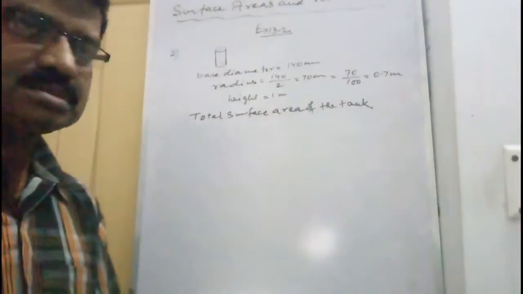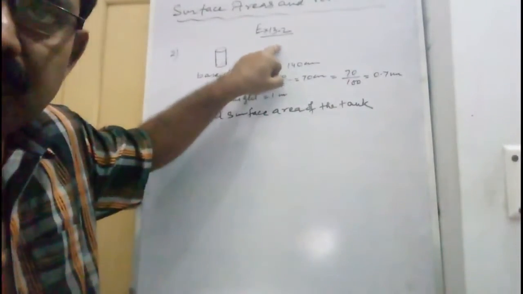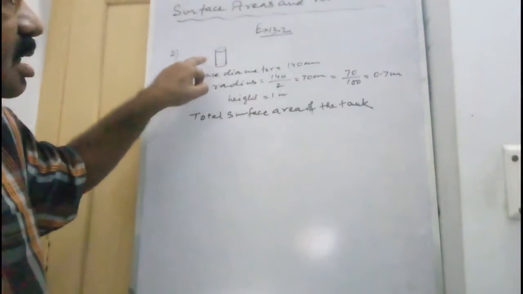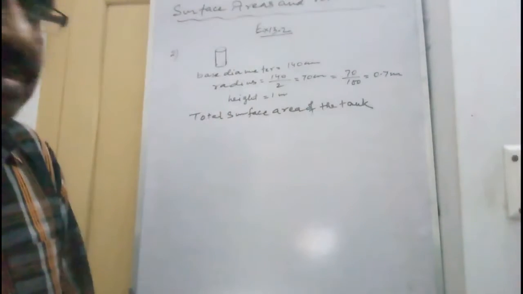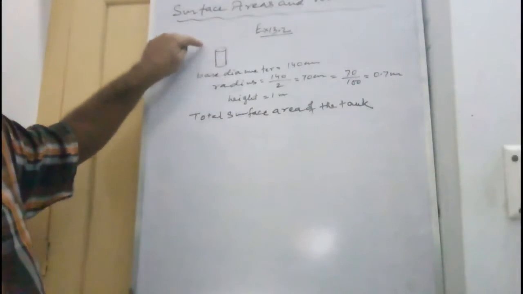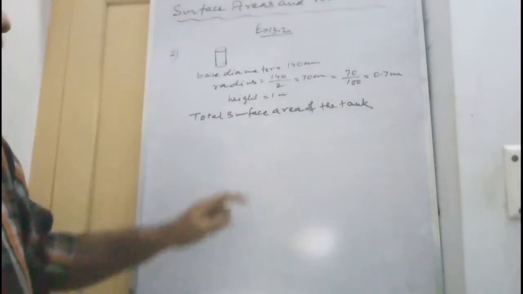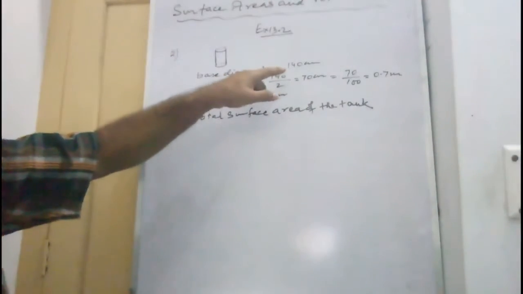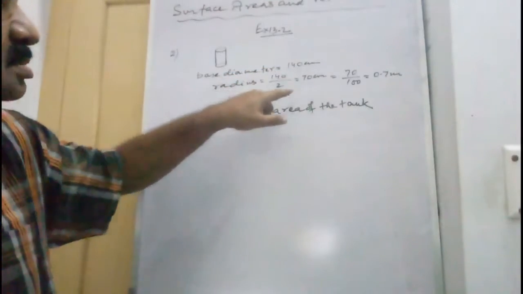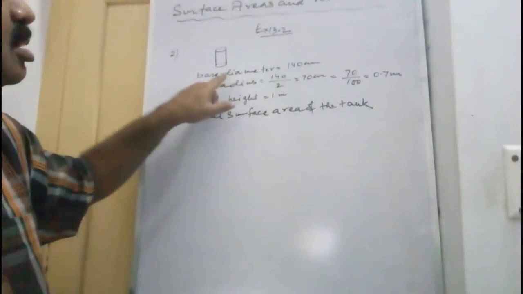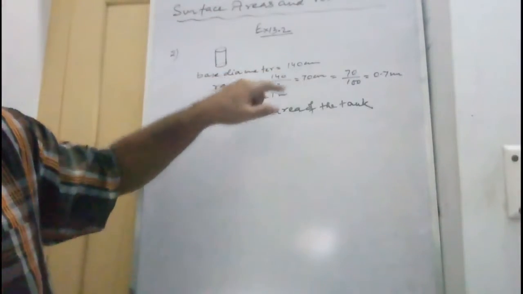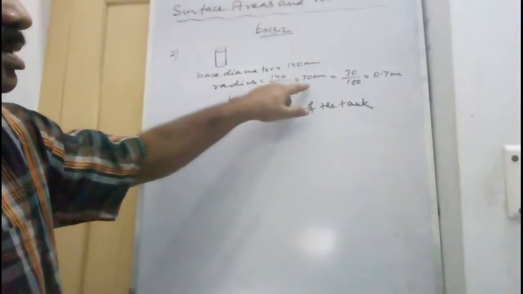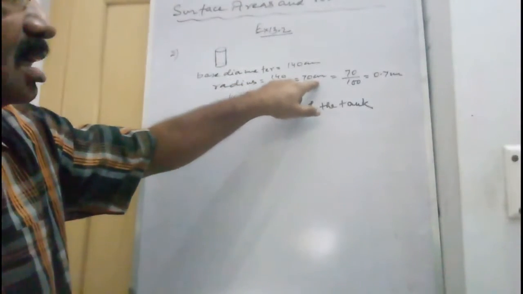Good morning, students. Exercise 13.2, question number 2. In this question, it is required to make a closed cylindrical tank of height 1 meter and base diameter 140 centimeter. So first, base diameter is 140 centimeter, so radius is 140 divided by 2, which is equal to 70 centimeter.